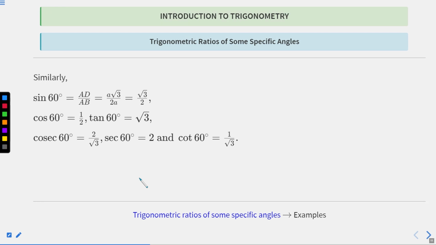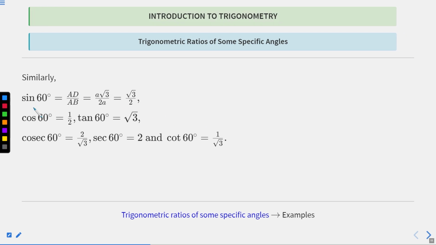Similarly, sine 60 degree is equal to AD by AB, that is A root 3 by 2A, which is root 3 by 2. And cos 60 degree is equal to 1 by 2, tan 60 degree is equal to root 3, cosec 60 degree is equal to 2 by root 3, sec 60 degree is equal to 2, and cot 60 degree is equal to 1 by root 3.